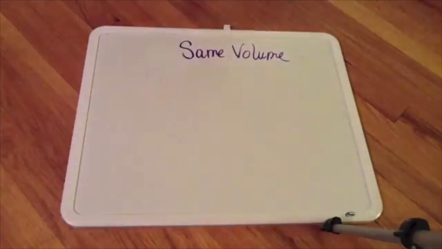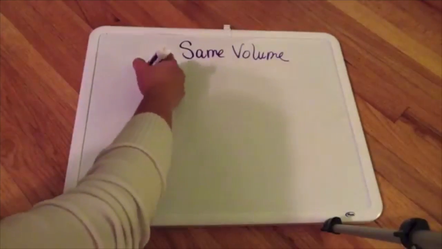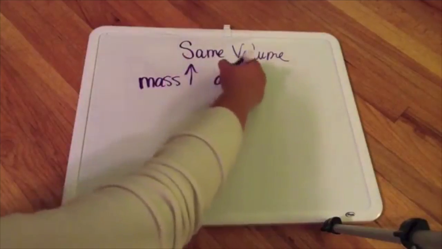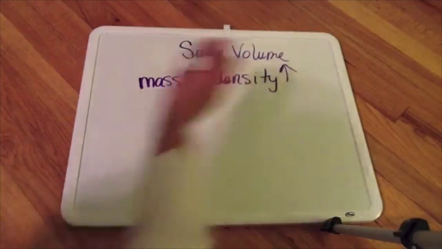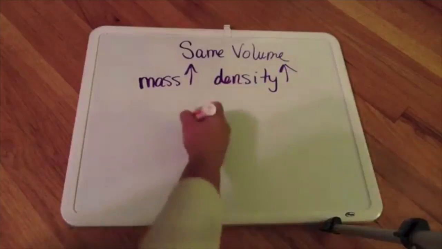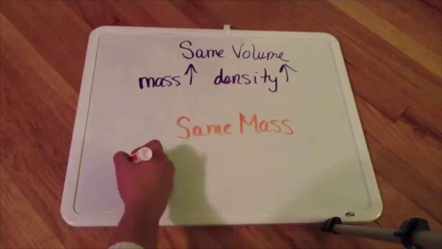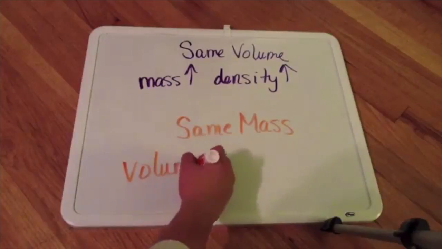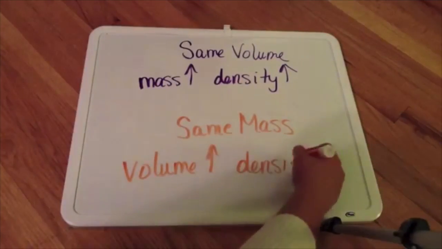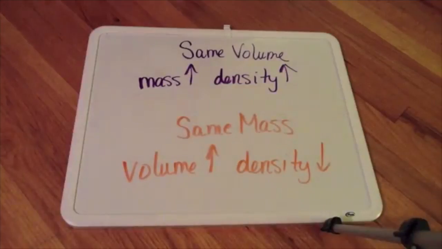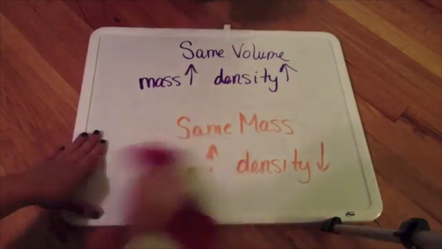If you have the same volume, like the same size bowl or a can of Diet Coke and a can of regular Coke, as the mass goes up, the density is going to go up. If you have the same mass, though, like a pile of feathers or a pile of bricks or a pile of cotton balls and a pile of gumballs, as the volume goes up, the density goes down.